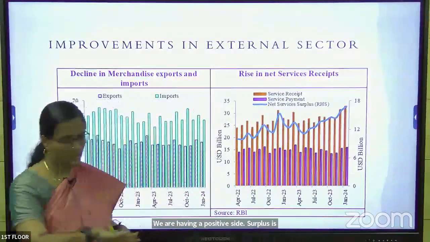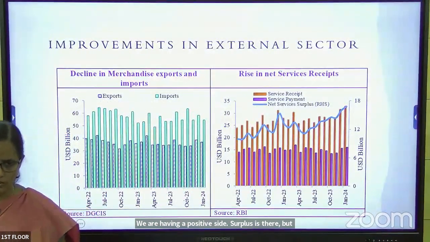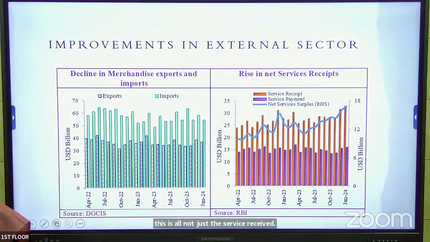But this is all not just the service receipts. I hope you also remember our other part which will come into our services account. Income, there will be transfers, right? Under the income you will have, what are the 3 things? Can somebody tell me what is there inside services account?